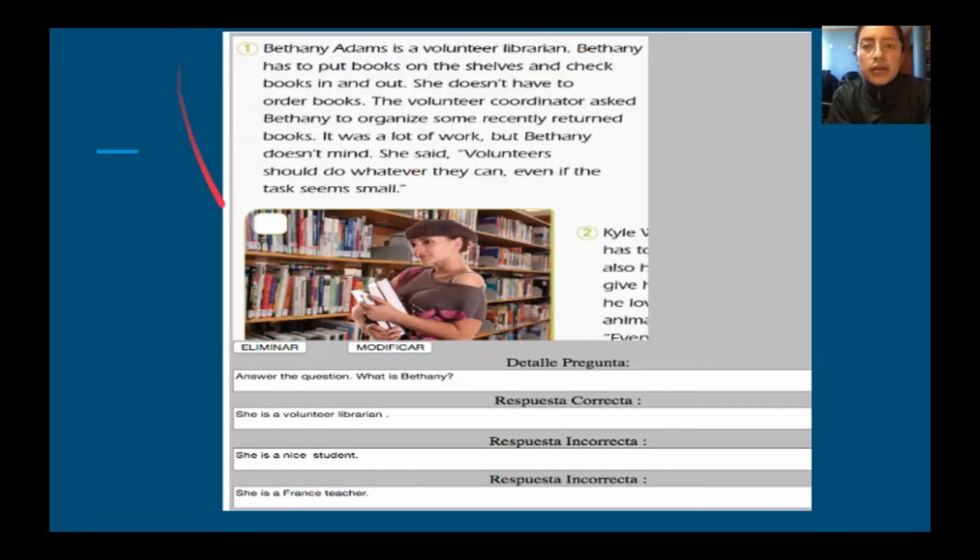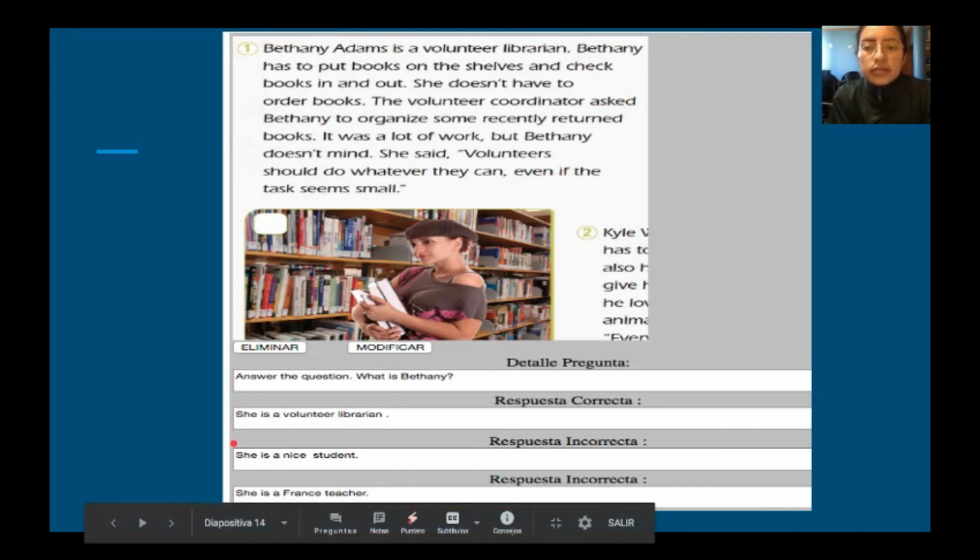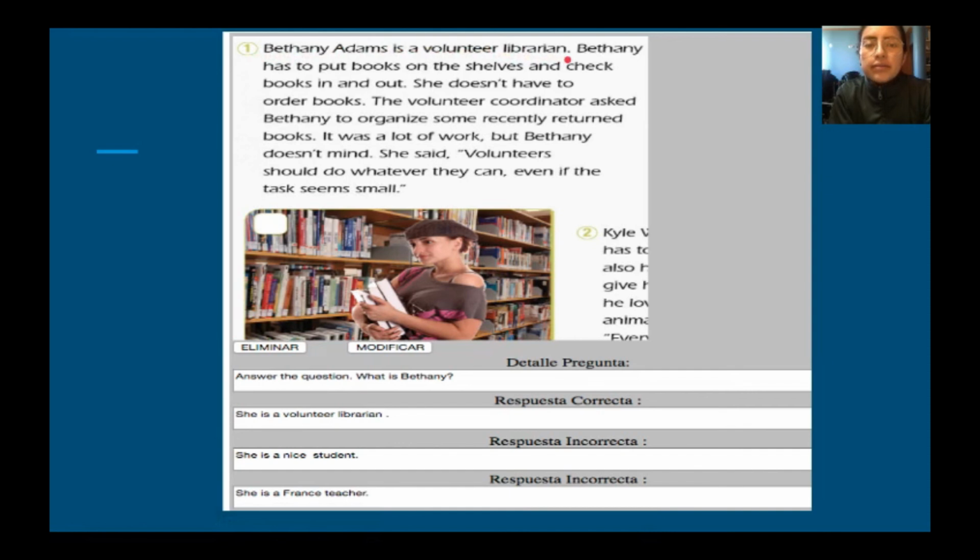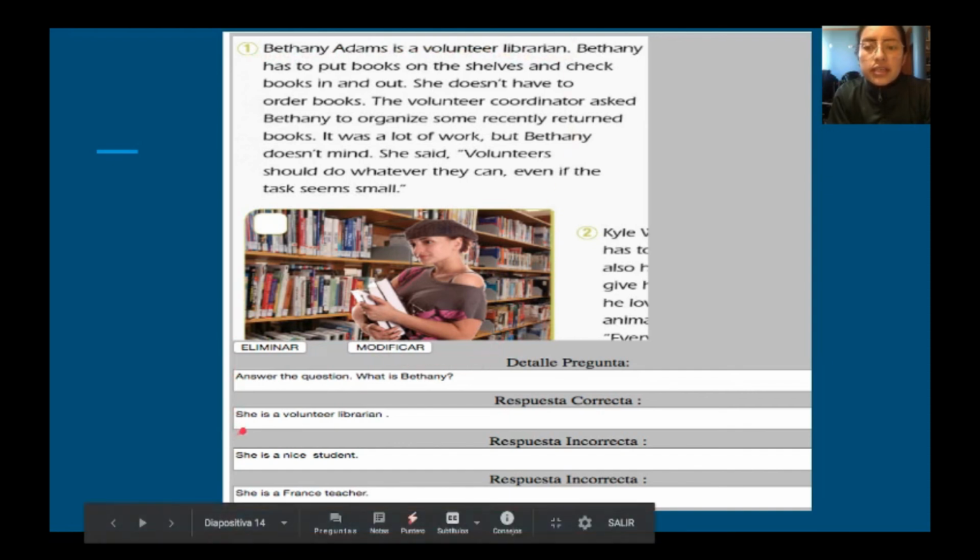In this part, you have to read this paragraph, and you have to answer the question. What is Bethany? Bethany is a volunteer librarian. Bethany is a nice student. She is a French teacher. In this paragraph, it says Bethany Adams is a volunteer librarian. The correct answer is, she is a volunteer librarian.